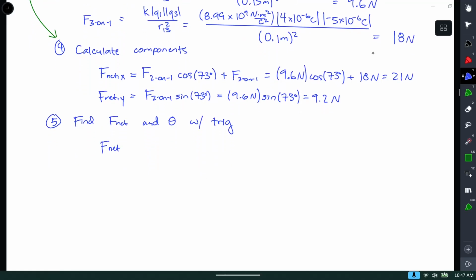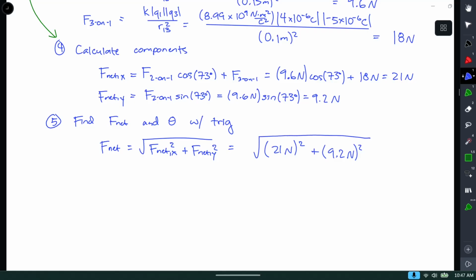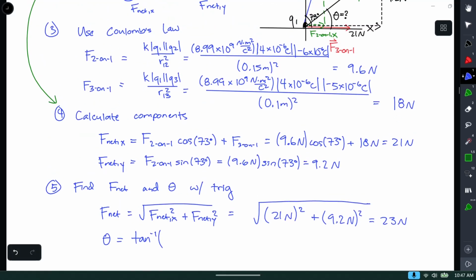So the net force comes from Pythagorean theorem. The x was 21, the y is 9.2. Take a square root of all that. I get something like 23 newtons. And then the angle, inverse tangent of y over x.